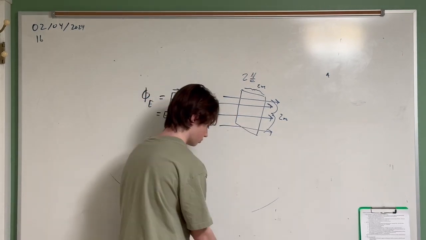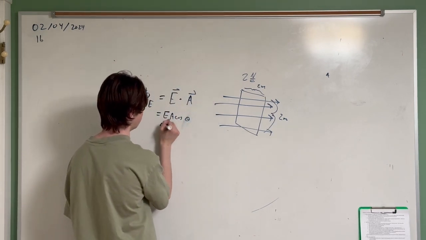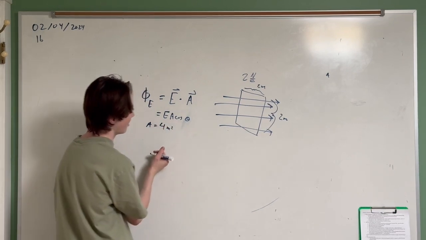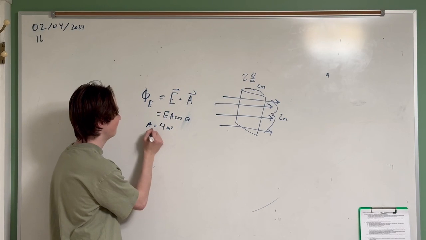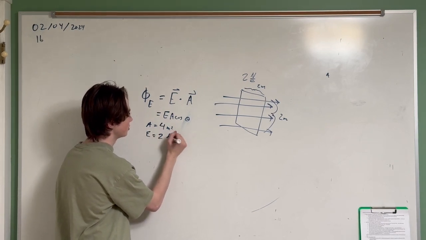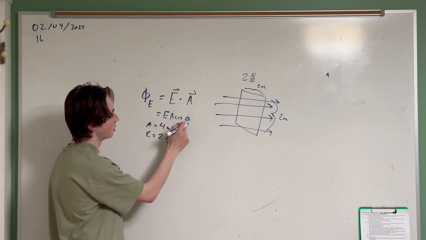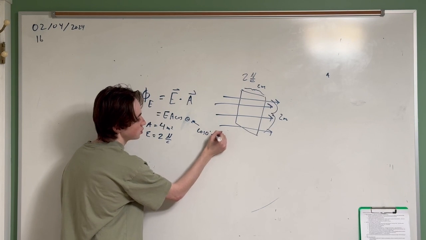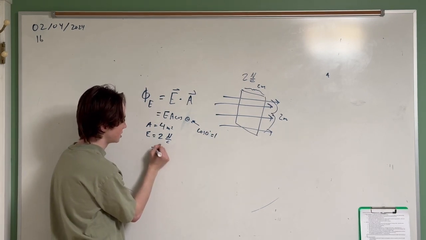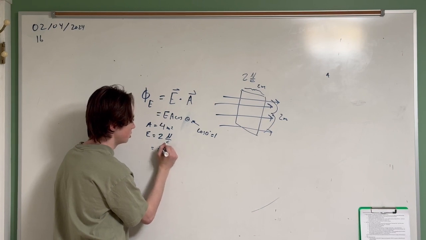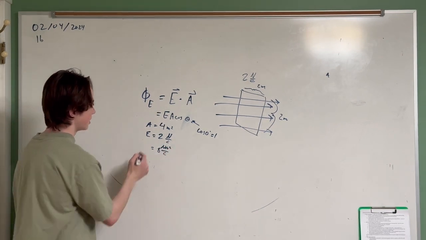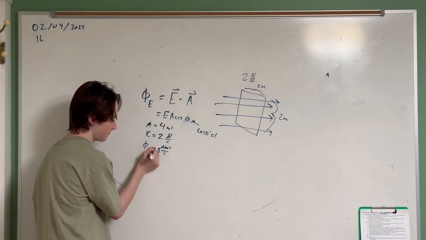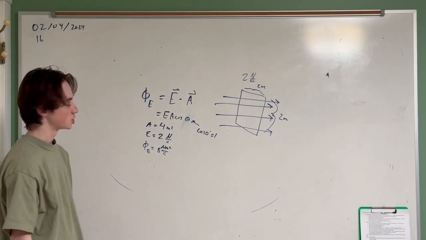4 is the area, so area equals 4. Oh shoot, 8 newton meters squared. 2 newtons per coulomb of electric field, 4 meters squared, cosine of 0 degrees, which equals 1. So that's equal to 8 newton meters squared per coulomb. So that is the electric flux of this little bit of area here. Yeah, it's a weird unit, but it's just area times field.